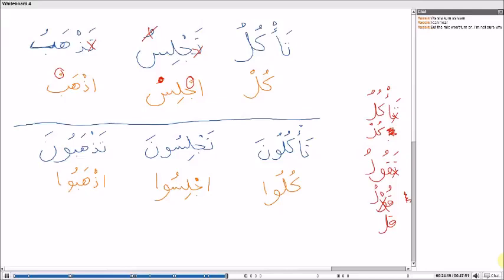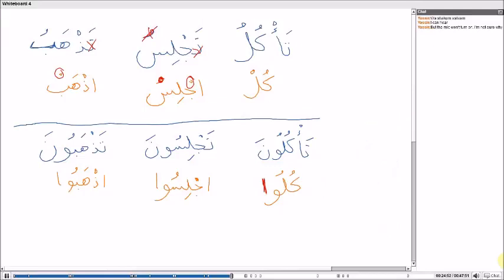Same thing goes for the plural, when I'm talking to a group of people. I say ta'kuluna, and I say kulu. So not only do I continue to drop my aleph here, but instead of dropping my dhamma, I drop my noon. Right? I drop my noon in the plural, and then I add this aleph for protecting my wow. So ijlisu. Idhabu. All that is command.